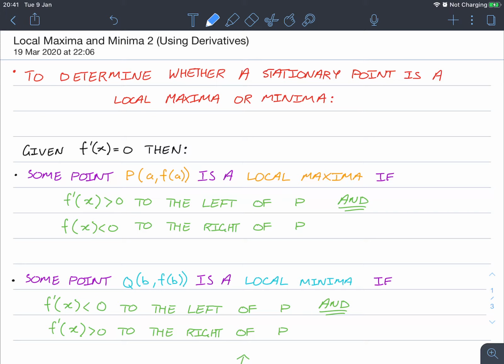Hello class, this is a video tutorial on local maxima and minima, part 2. In this video we'll be determining whether points are maximum or minimum using the derivatives.